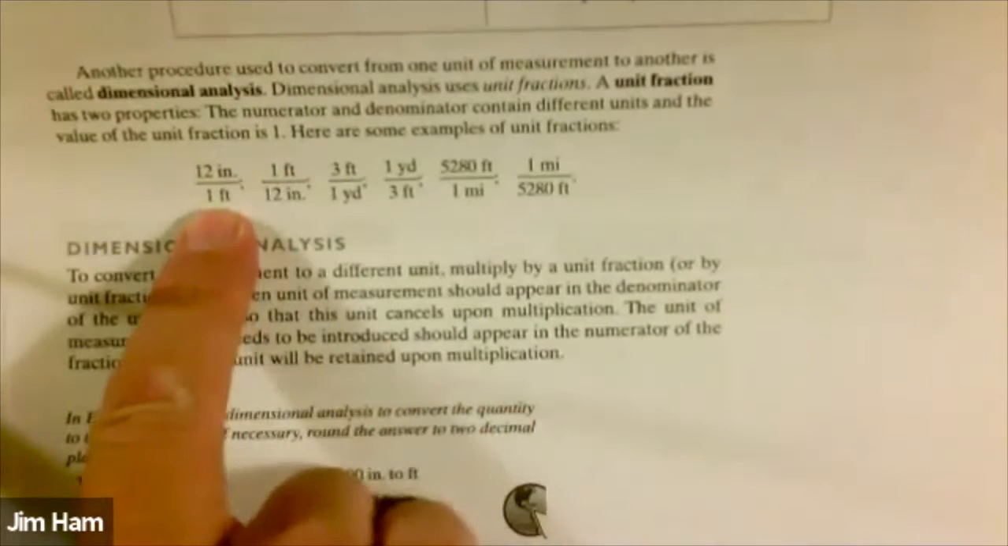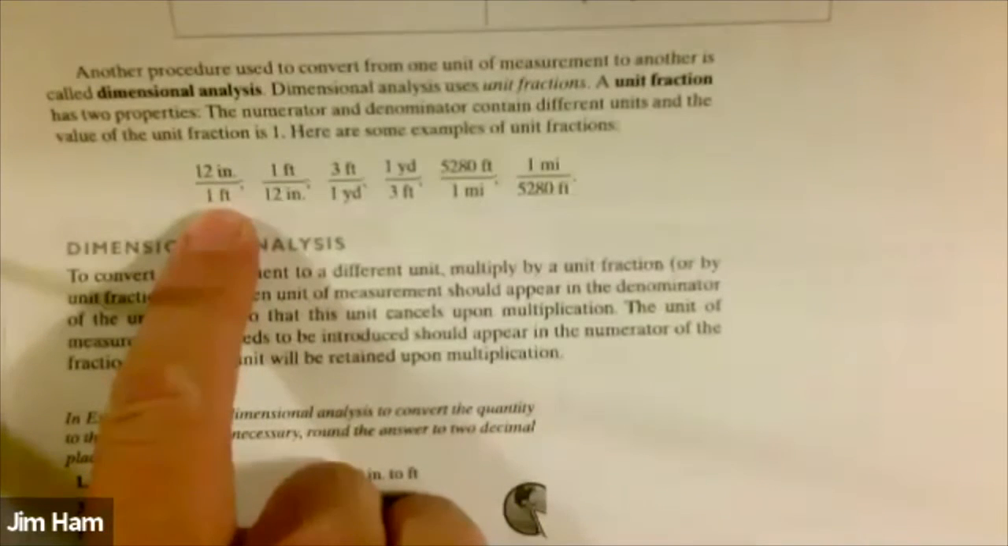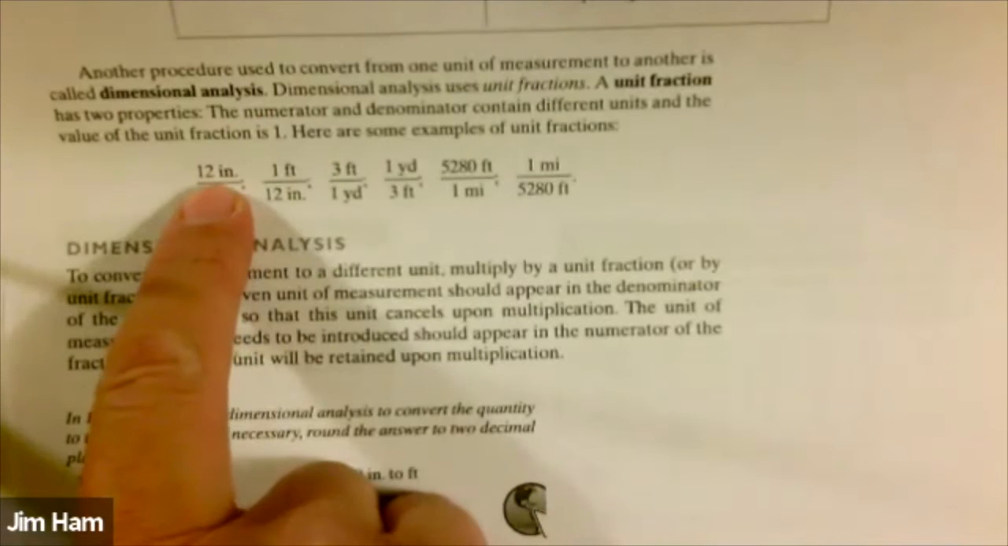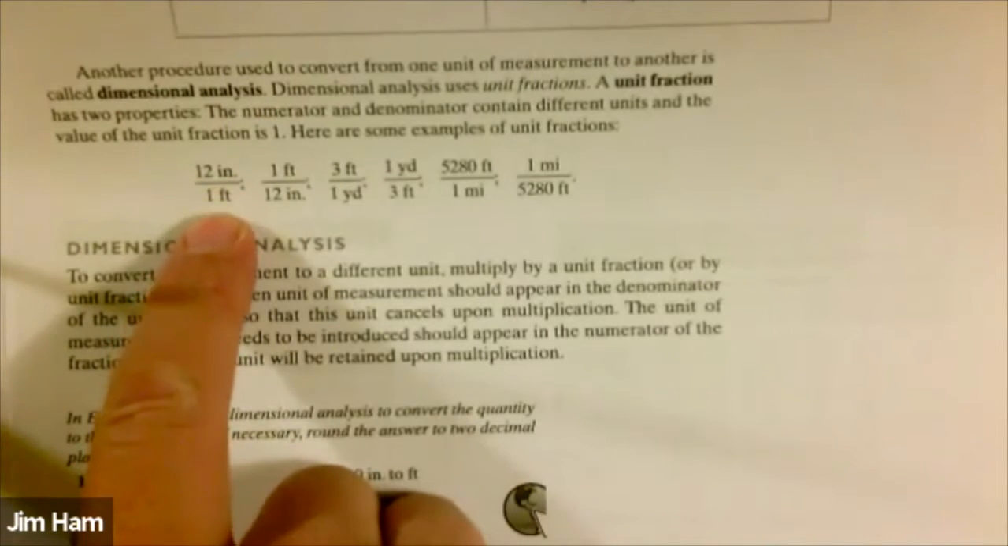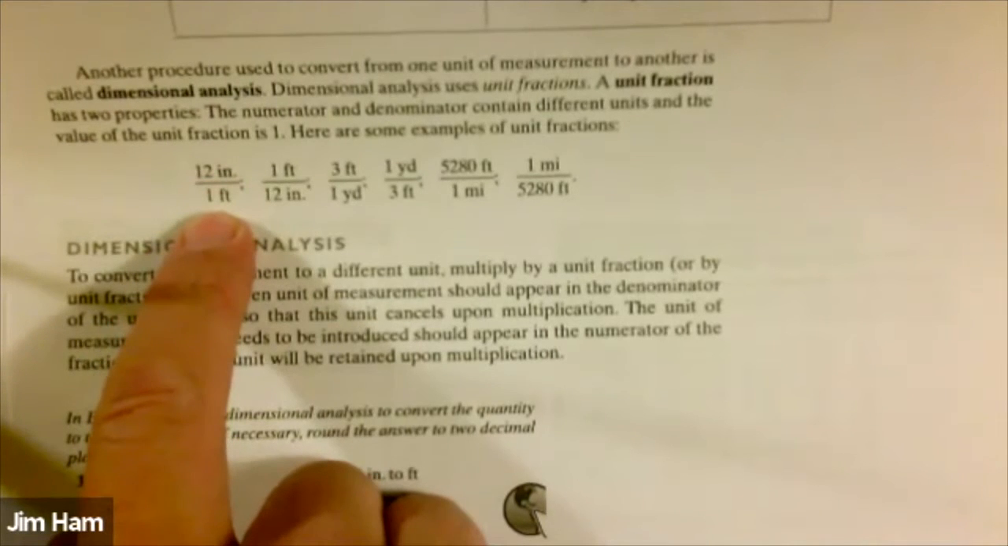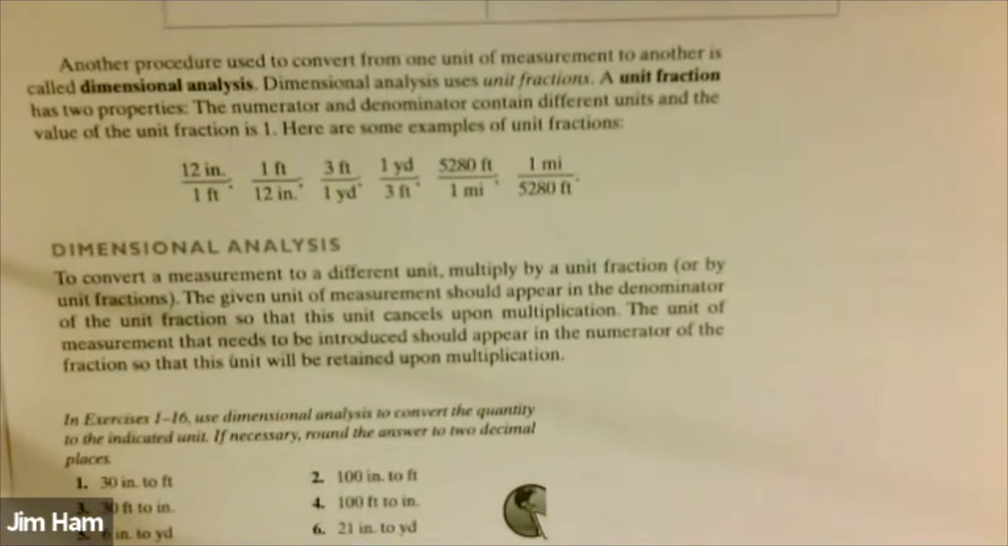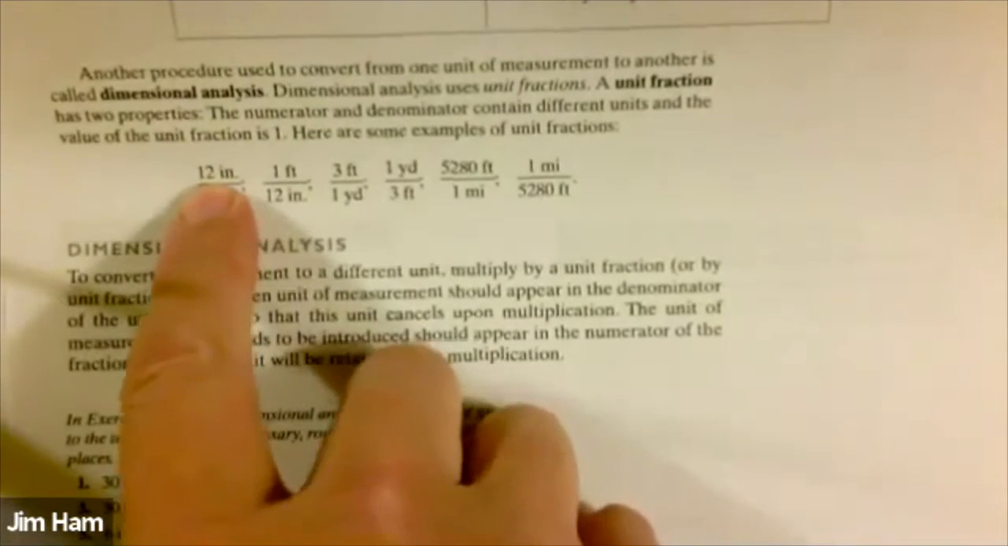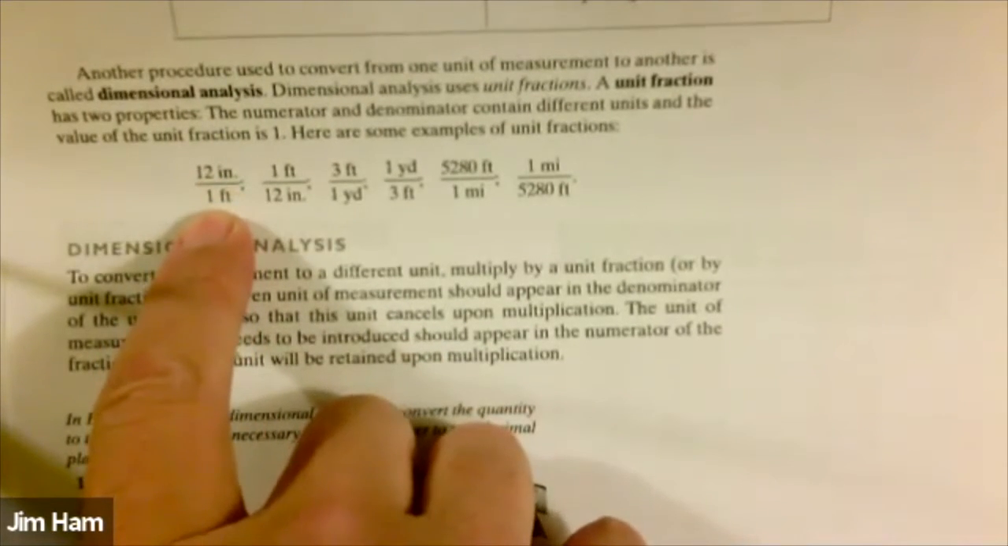When you see this first fraction here, like 12 on top and 1 on the bottom, you might think, oh, that's equal to 12. But the unit is different. If you take something that's 12 inches long and divide it by something that's 1 foot long, since the length of 12 inches is the same as the length of 1 foot, you're taking something and dividing it by something that's equal to it. And a number divided by the same number, 5 divided by 5, 12 divided by 12, and so on, is equal to 1.